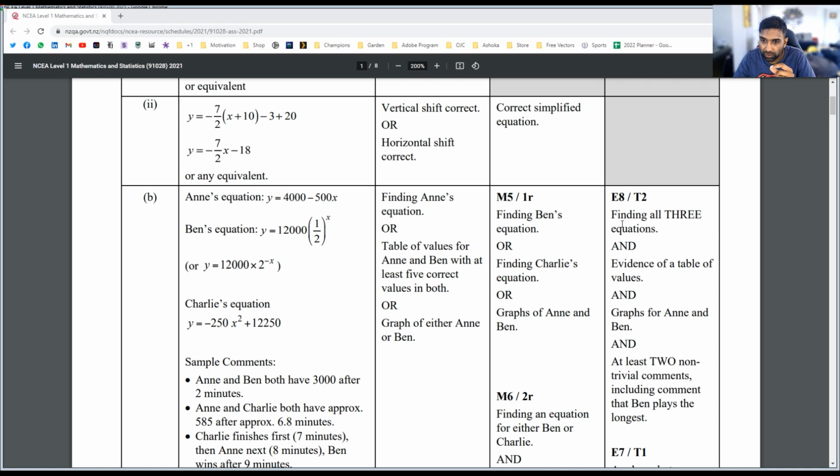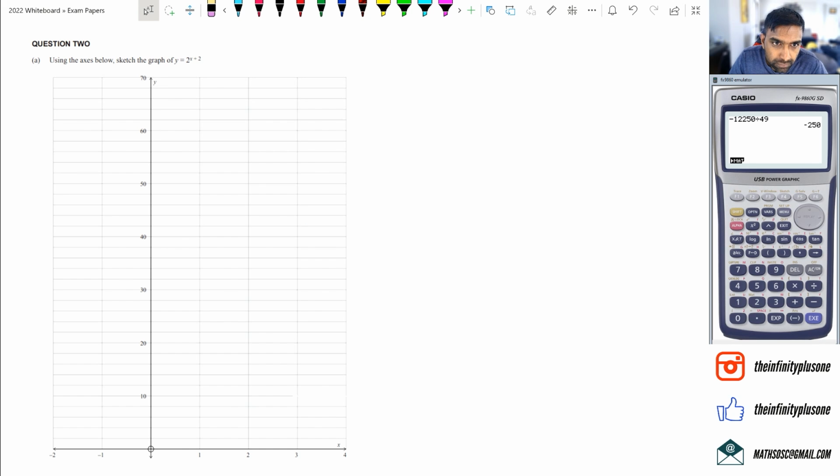So you need all 3 equations, evidence of the table, you need the graph, and you need the comments to get an excellence. And like I said, this is one of those weird questions where it's just one massive question and you're getting a lot of grades falling out from different aspects of it. But pretty much, guys, that is question 1 for us, and we go to the next question. All right, so we go to the next question, guys.